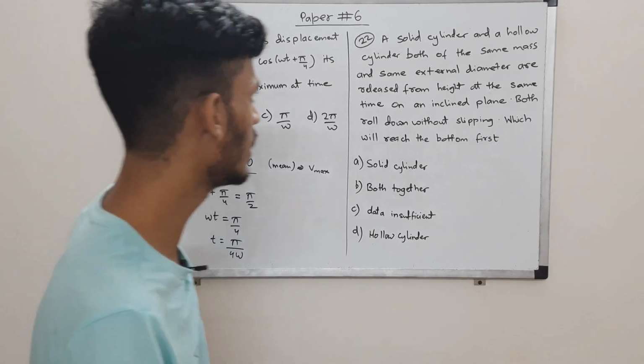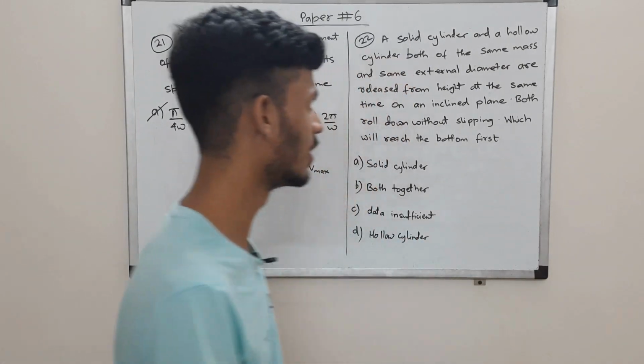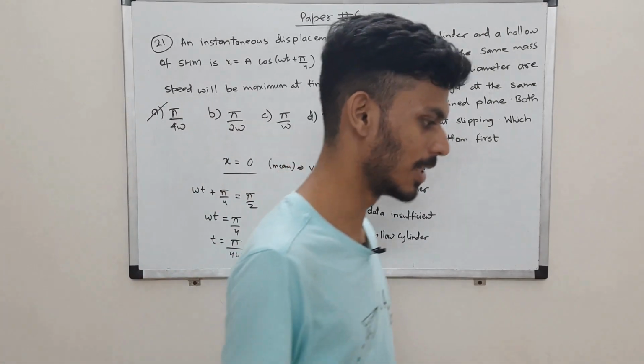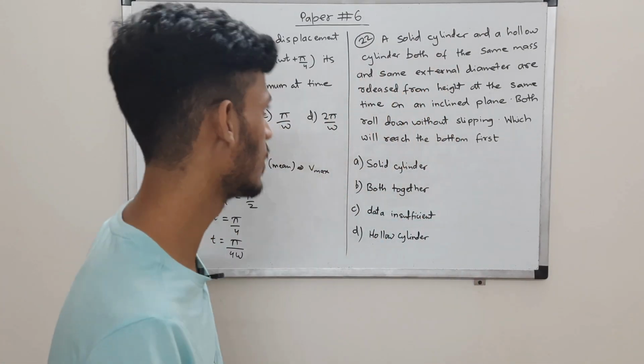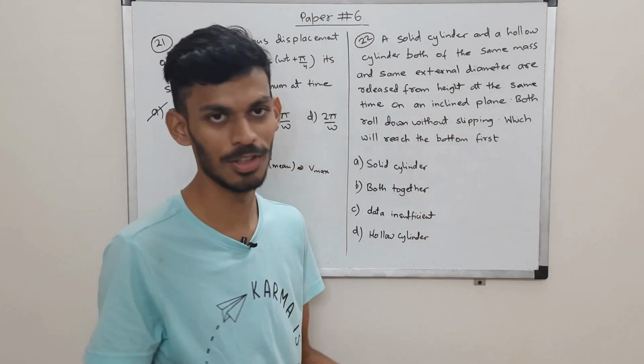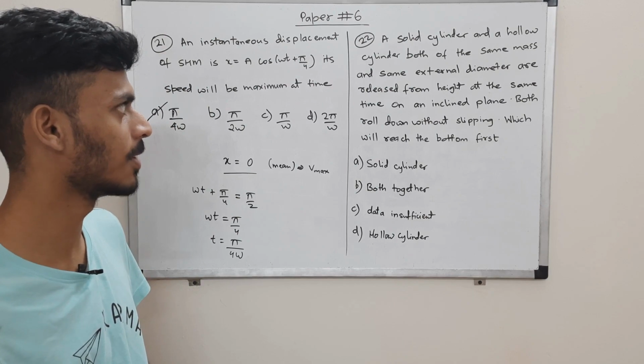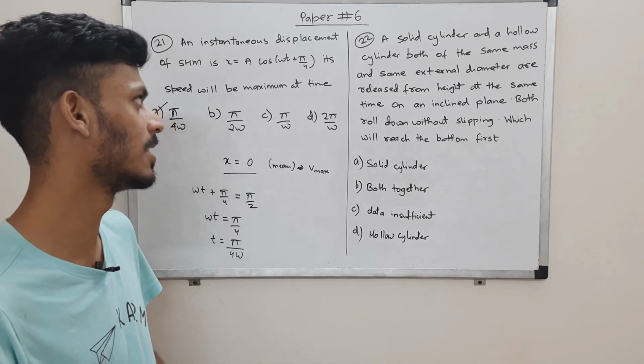Okay, let's come to this one. This is a good one. Here we have a solid and a hollow sphere. This is one of the favorite topics of your BITSAT 2, rolling down the incline. Here we have solid and hollow sphere, both of same mass and external diameter. So their geometry is the same and mass is the same.